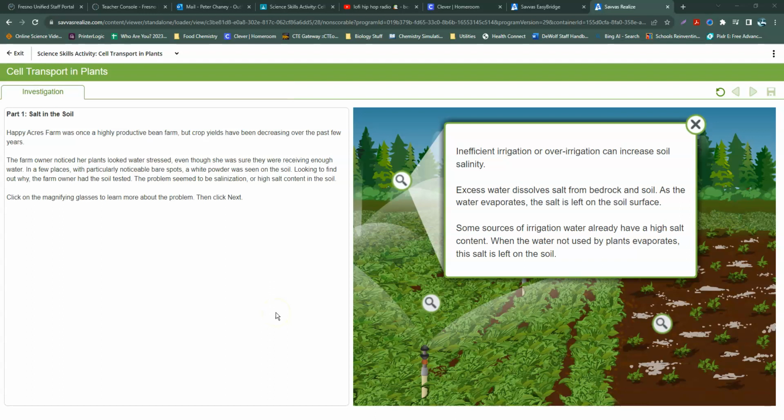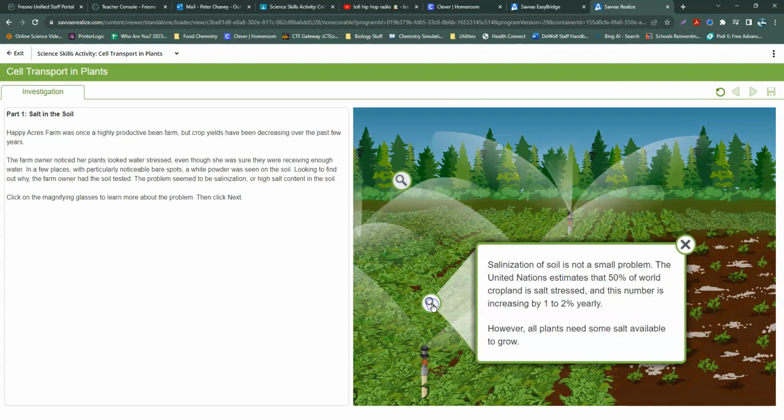As the water evaporates, the salt is left on the soil surface. Some sources of irrigation water already have a high salt content. When the water not used by the plants evaporates, this salt is left on the soil. So I'll close that and I'll read this one. Salinization of soil is not a small problem. The United Nations estimates that 50% of world cropland is salt stressed, and this number is increasing by 1 to 2% yearly. However, all plants need some salt available to grow.